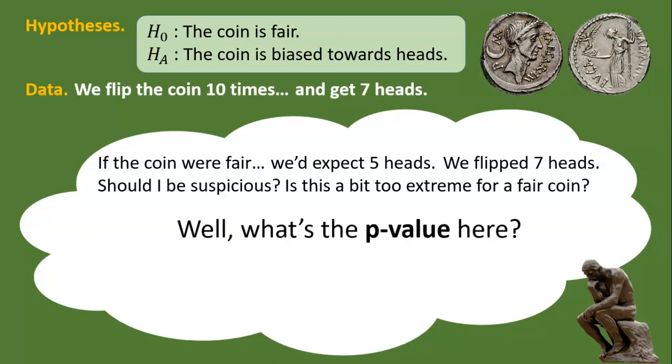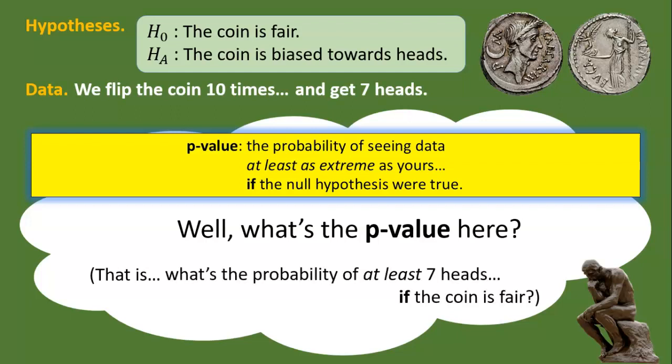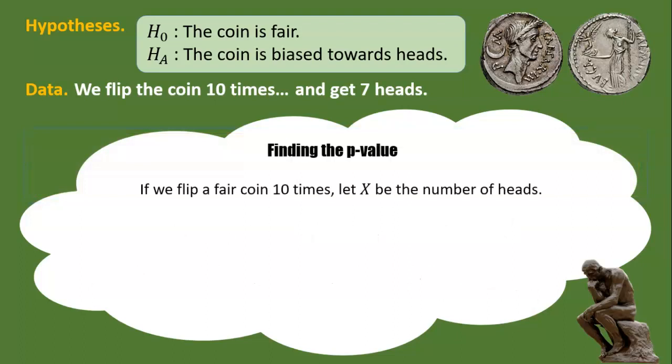here? To answer this question, we'll need to remind ourselves of the definition of a p-value. A p-value is the probability of seeing data at least as extreme as yours if the null hypothesis were true. So, when the thinker wants to know the p-value for his hypothesis test, he wants to know what's the probability of at least 7 heads if the coin is fair. Now this is the kind of question that we know how to answer. If we flip a fair coin 10 times and let x be the number of heads, then x is a binomial random variable, and you learned all about those in a previous video.